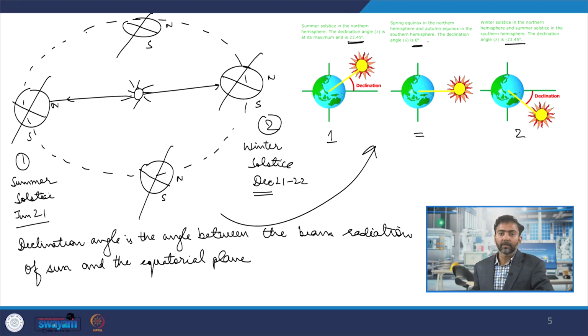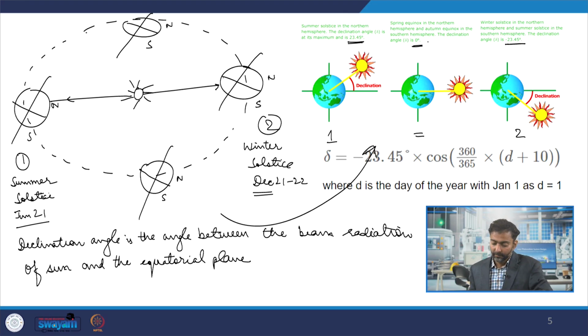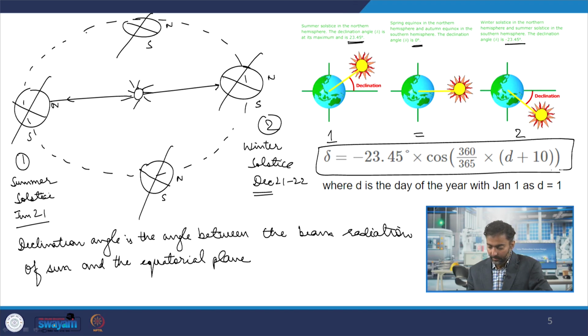The equation for this is this one here. As you can see, this is the equation for declination angle. You have delta equal to minus 23.45 degrees, which is the value around which the motion is happening, multiplied by cosine of 360 by 365 multiplied by (d plus 10). As we understand, d is here the day of the year.